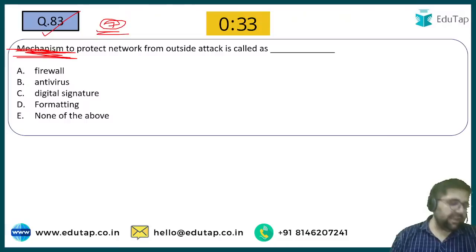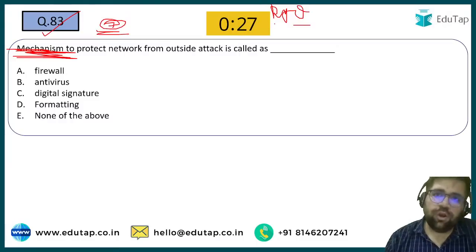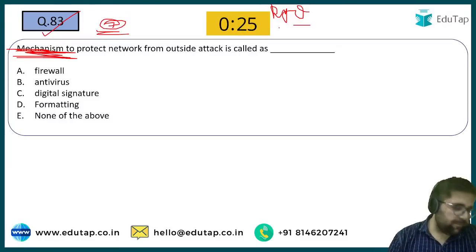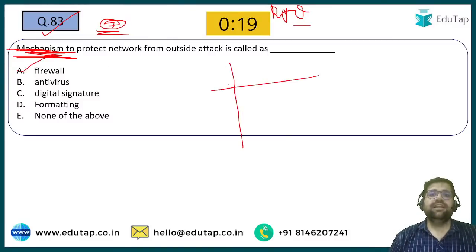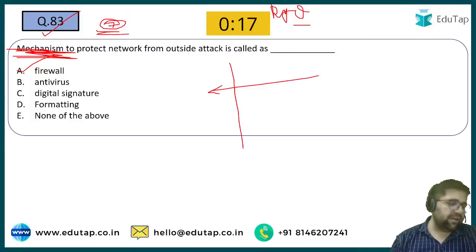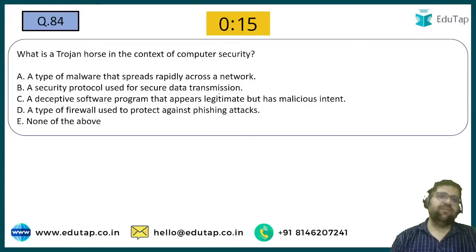Question number 83. Solve the previous year questions, my friend. Please. The video is available on YouTube. All you need to do is just solve them. Yes, it is firewall. Firewall is that particular kind of mechanism which will protect against attacks coming from different unauthorized access. Cool. You can understand what a firewall is with the help of that.